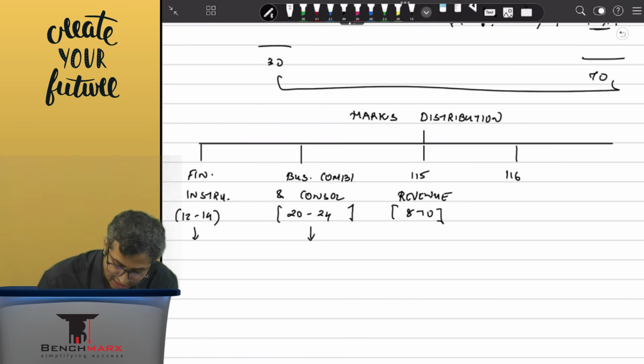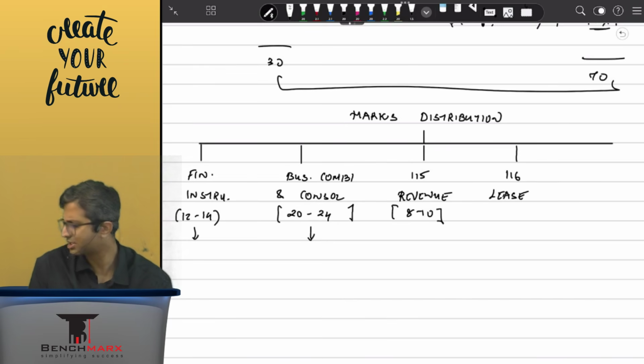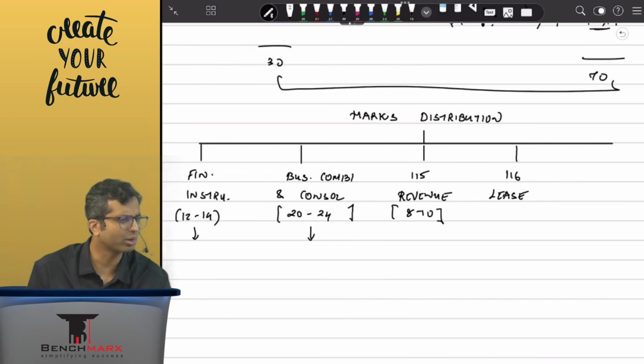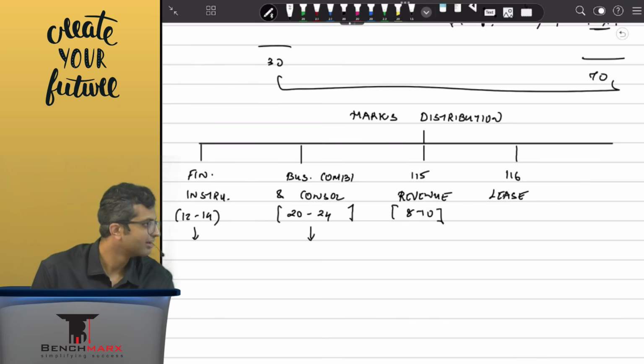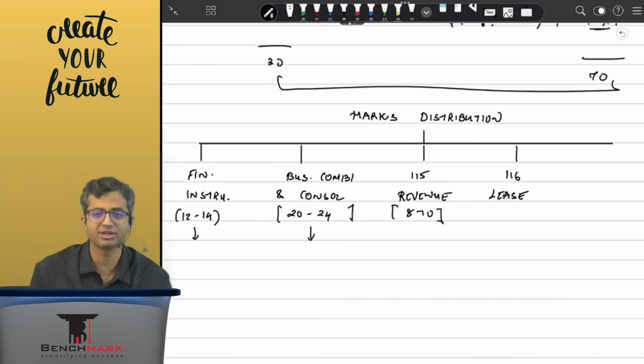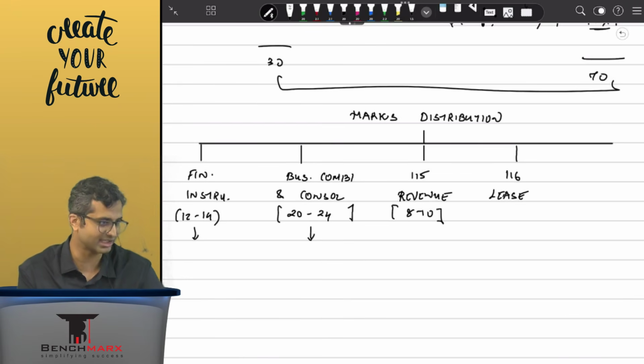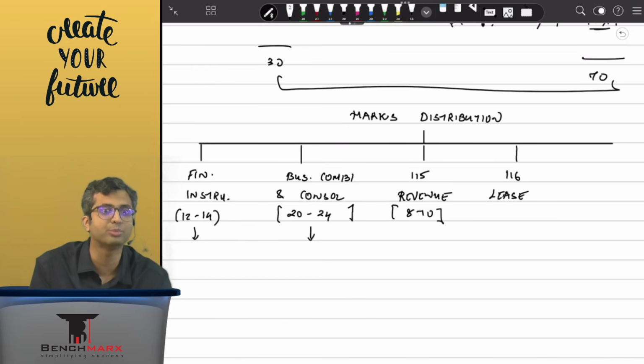Then there is 116 which is on leases. Did we study leases? Yes. In AS, what were the types of leases? Finance lease, operating lease. वो concept ही निकल गया अभी. There is no concept of a finance lease or operating lease anymore under Ind AS 116 because there was a scope for manipulation. People could manipulate.